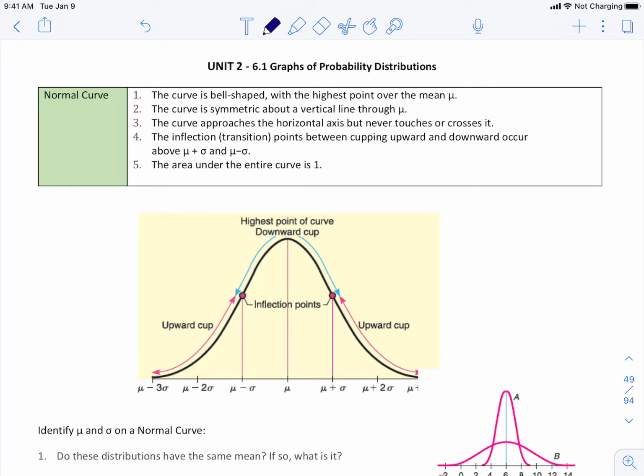The inflection or transition points between cupping upward and downward occur above mu plus sigma and mu minus sigma, or the mean plus or minus 1 standard deviation. The area under the entire curve is 1.